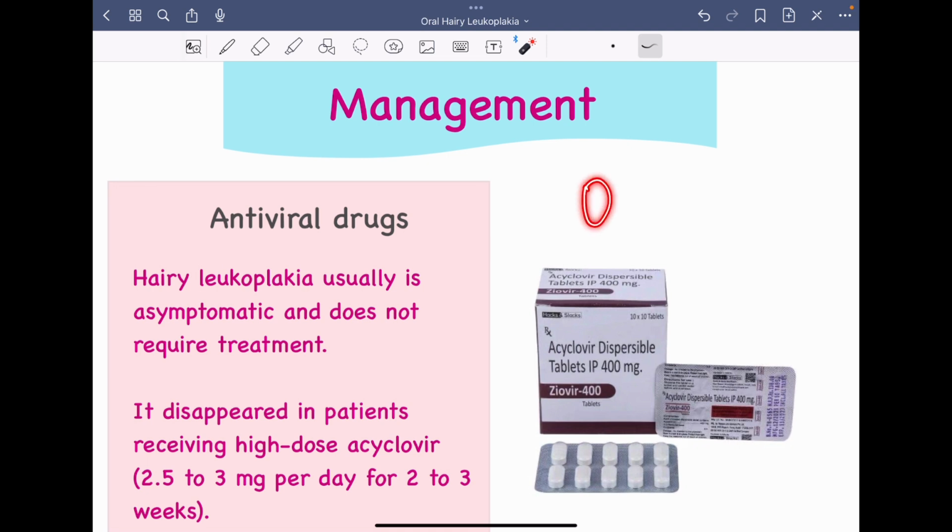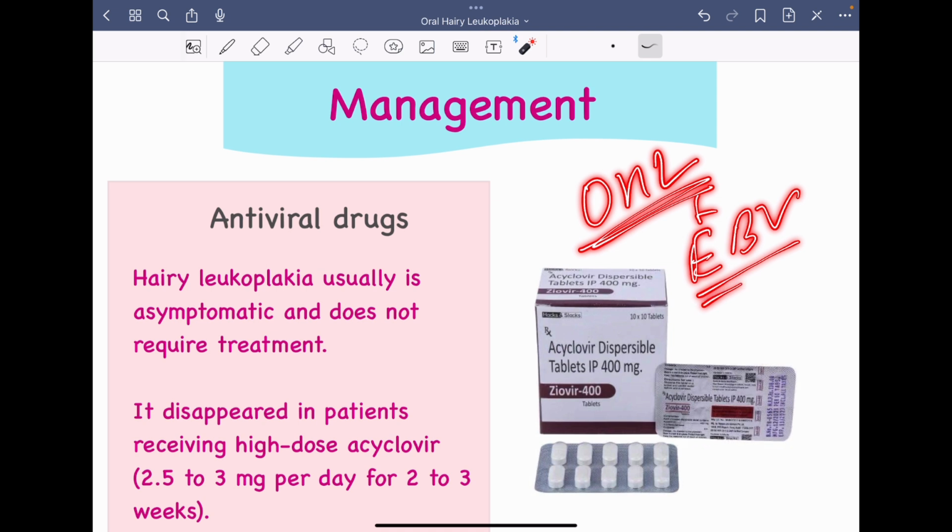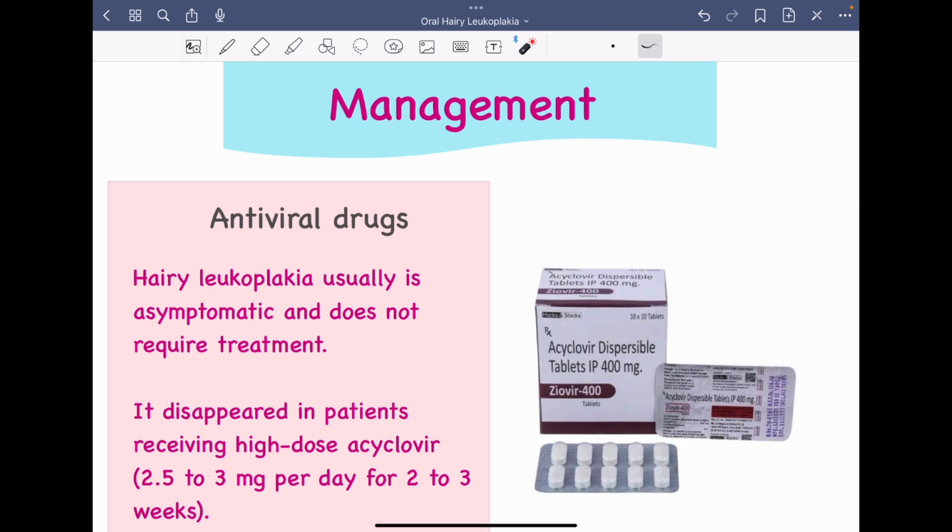Moving on towards the management for OHL, right? So OHL is caused by Epstein-Barr virus, and as it is caused by a DNA virus, we are giving antiviral drugs, right? Makes sense? Yes. So we are giving antiviral drugs. So in the majority of the cases it is asymptomatic and does not require any medicines, right? But however we do treat the lesion.